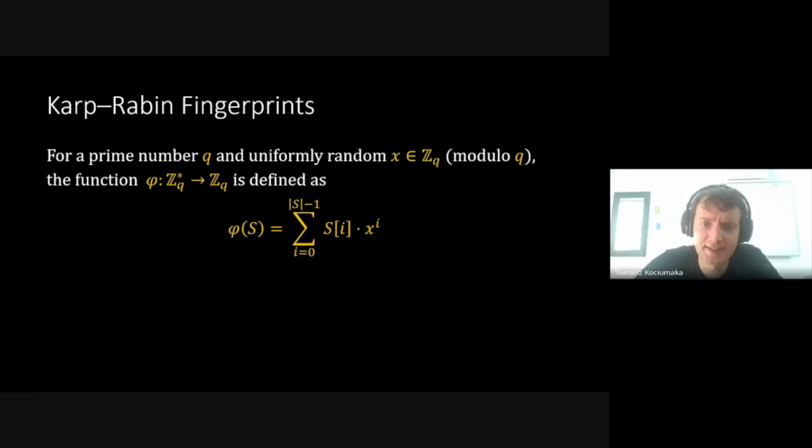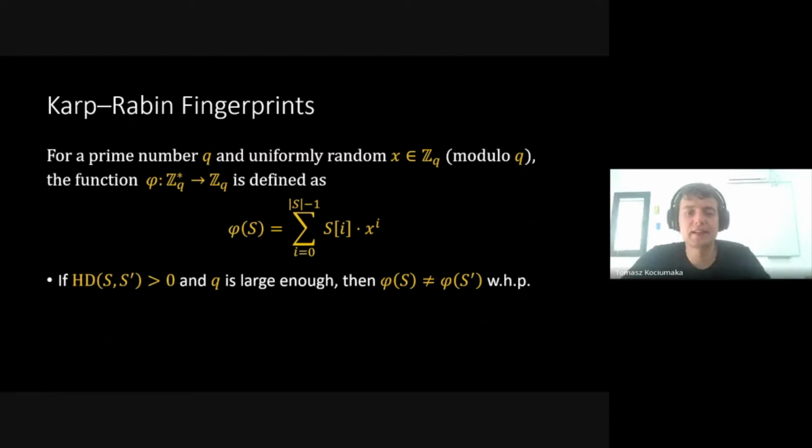So Karp-Rabin fingerprints are the most standard way of hashing strings into small integers. They are also known as polynomial hashes in some communities. And such a fingerprint interprets strings over an arbitrary alphabet, but the alphabet is assumed to be a finite field with characteristic Q. And these fingerprints interpret the string as a polynomial. So the ith character of the string is interpreted as the ith coefficient of the polynomial. And the value of the fingerprint is simply the value of the polynomial at a random point modulo Q.